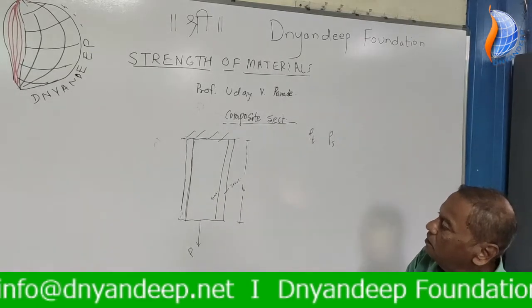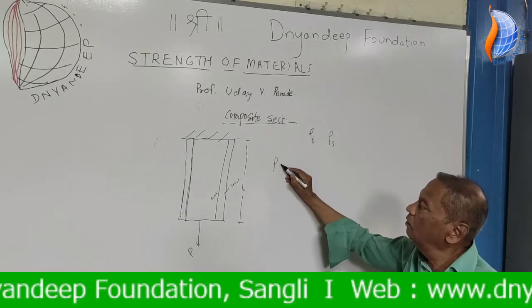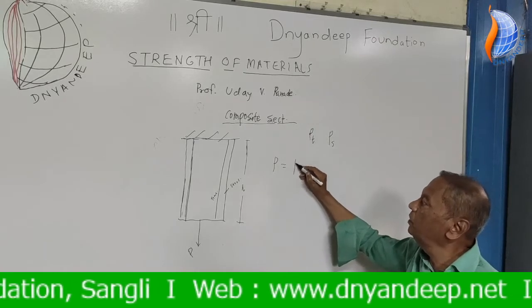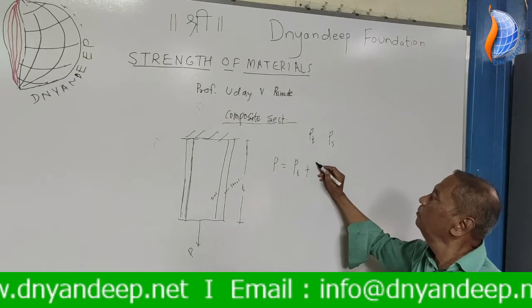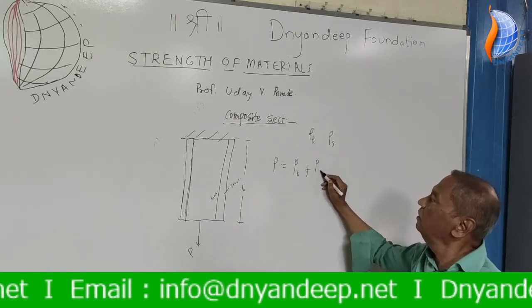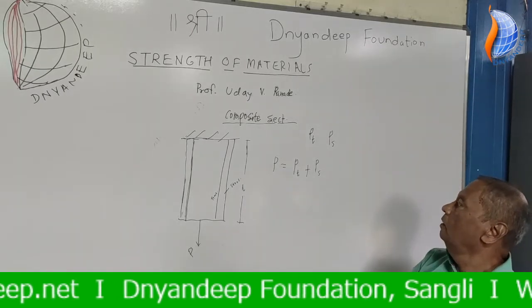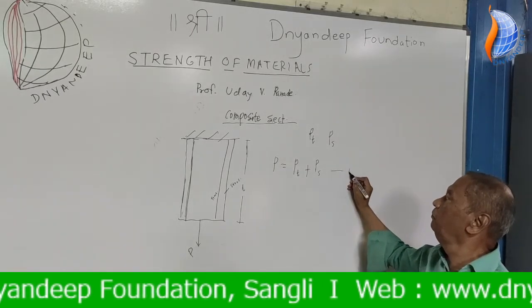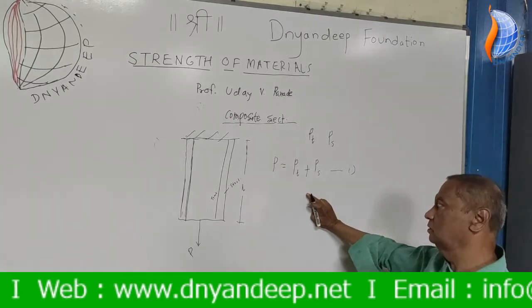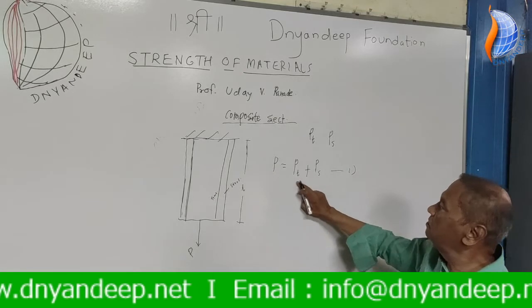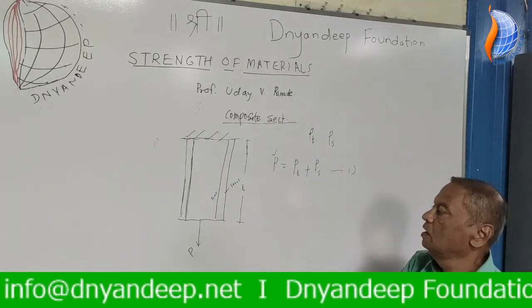Now the equation is, total load is P, therefore the first equation is P, the total load, equal to P taken by timber plus P taken by steel. This is one equation. Now there are two unknowns, so we want two equations. Out of that, this is the first equation. Out of that, P we know. P will be given.